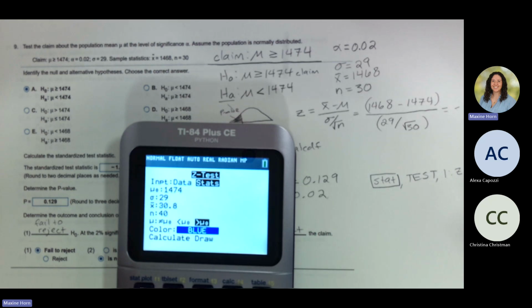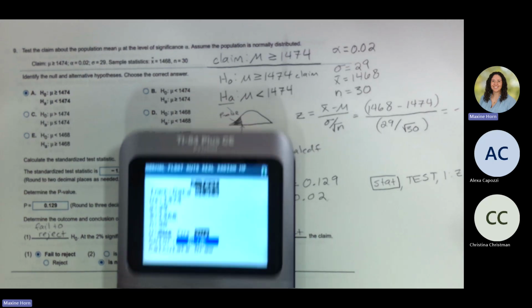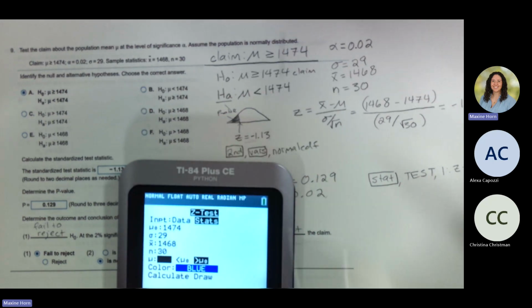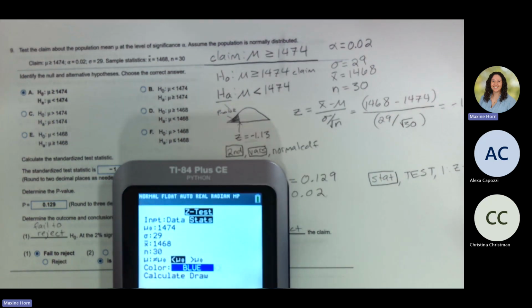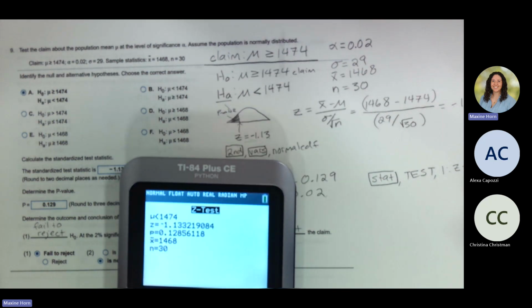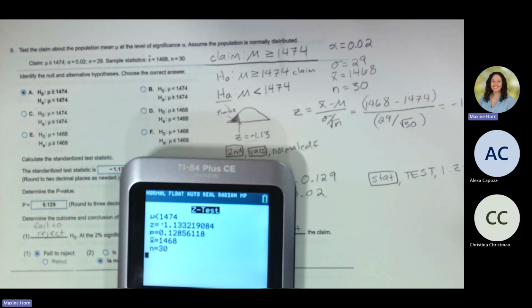What was our sample mean? That's 1468. What was our sample size? That was 30. What was the alternative hypothesis? This was a less than. So I'm going to make sure I have less than highlighted. And then I'm going to say calculate. And if they ask me specifically to provide them the standardized test statistic, okay, well, I can give that to them. But what I'm really after here is my p-value, right? This 0.129 if we round to 3 decimals, which they told us to do.